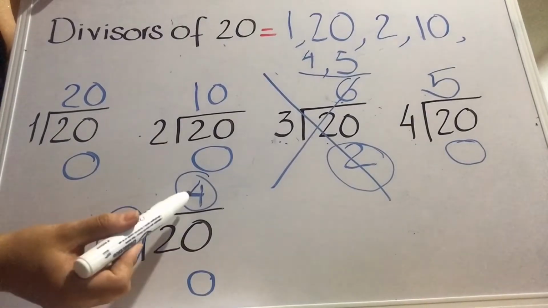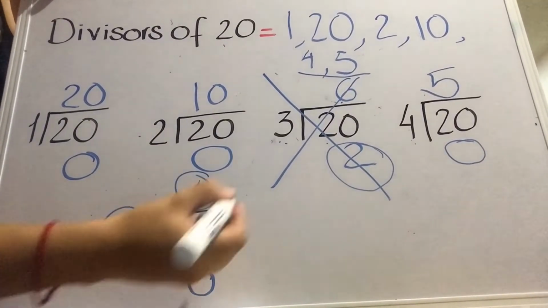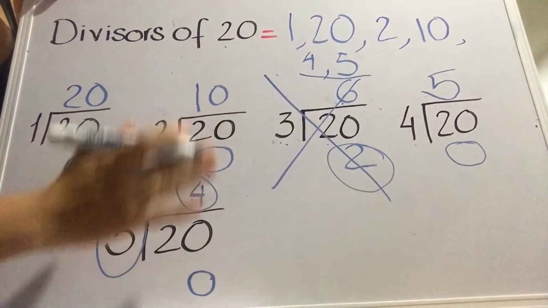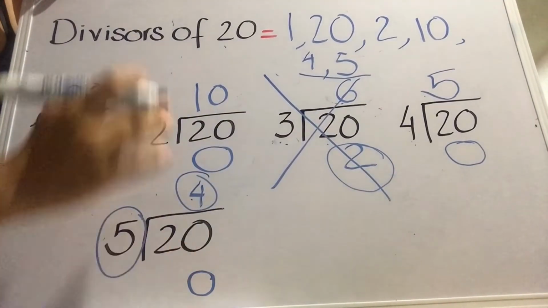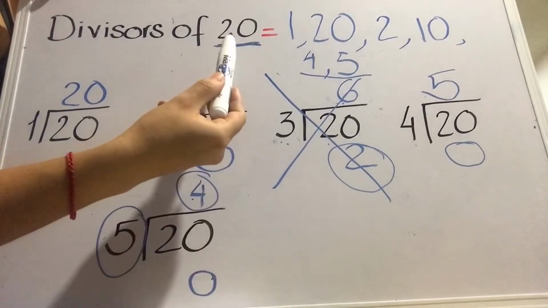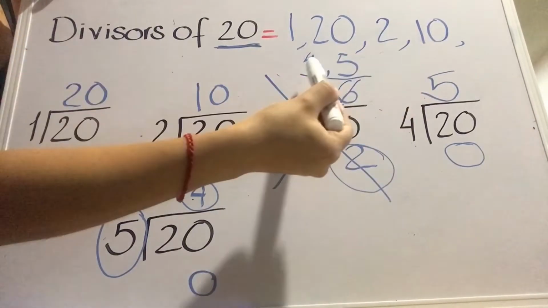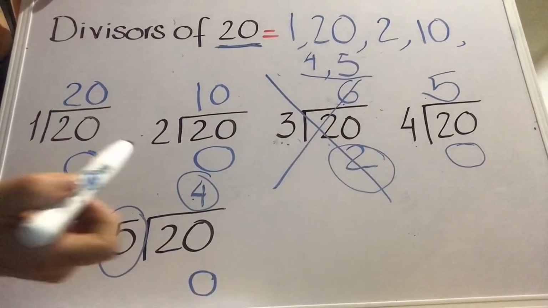When we start repeating divisors, it means that no matter how many divisions we solve, we are not going to find any more divisors of this number. All of the divisors of 20 are 1, 20, 2, 10, 4, and 5. And that's it.